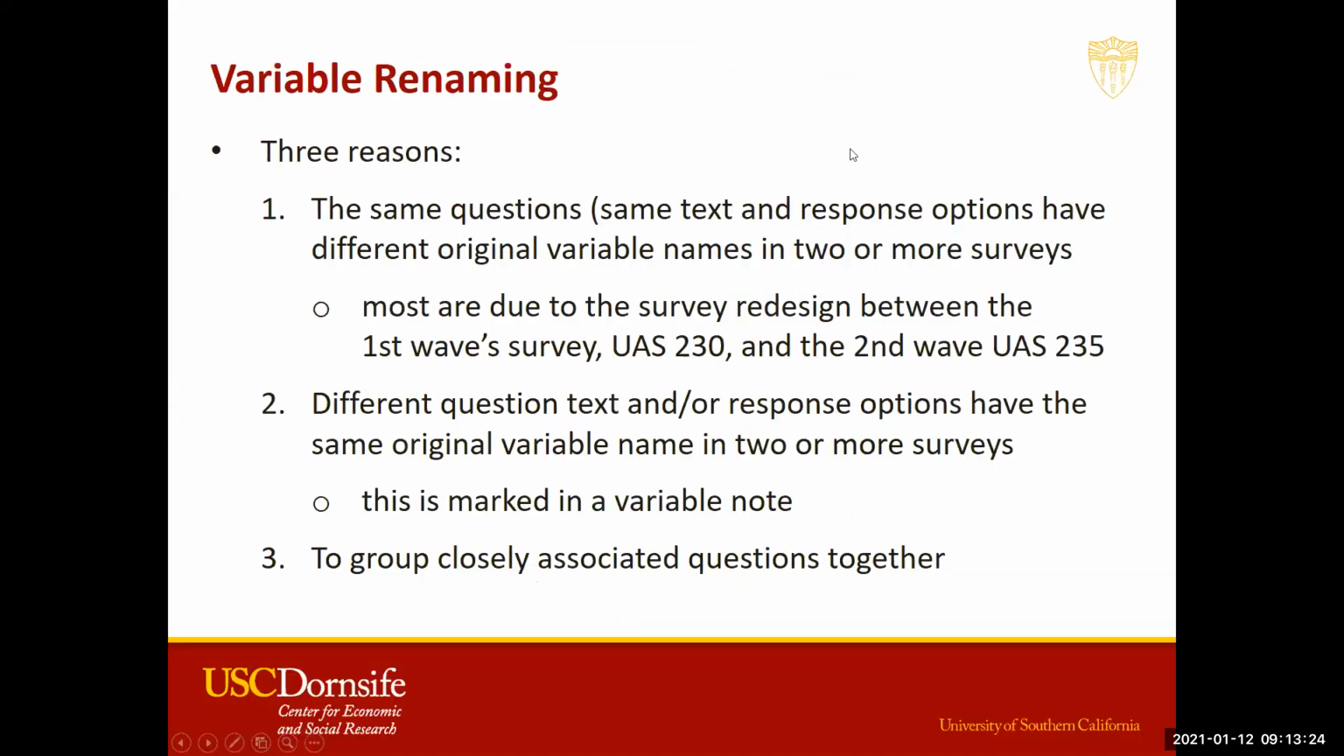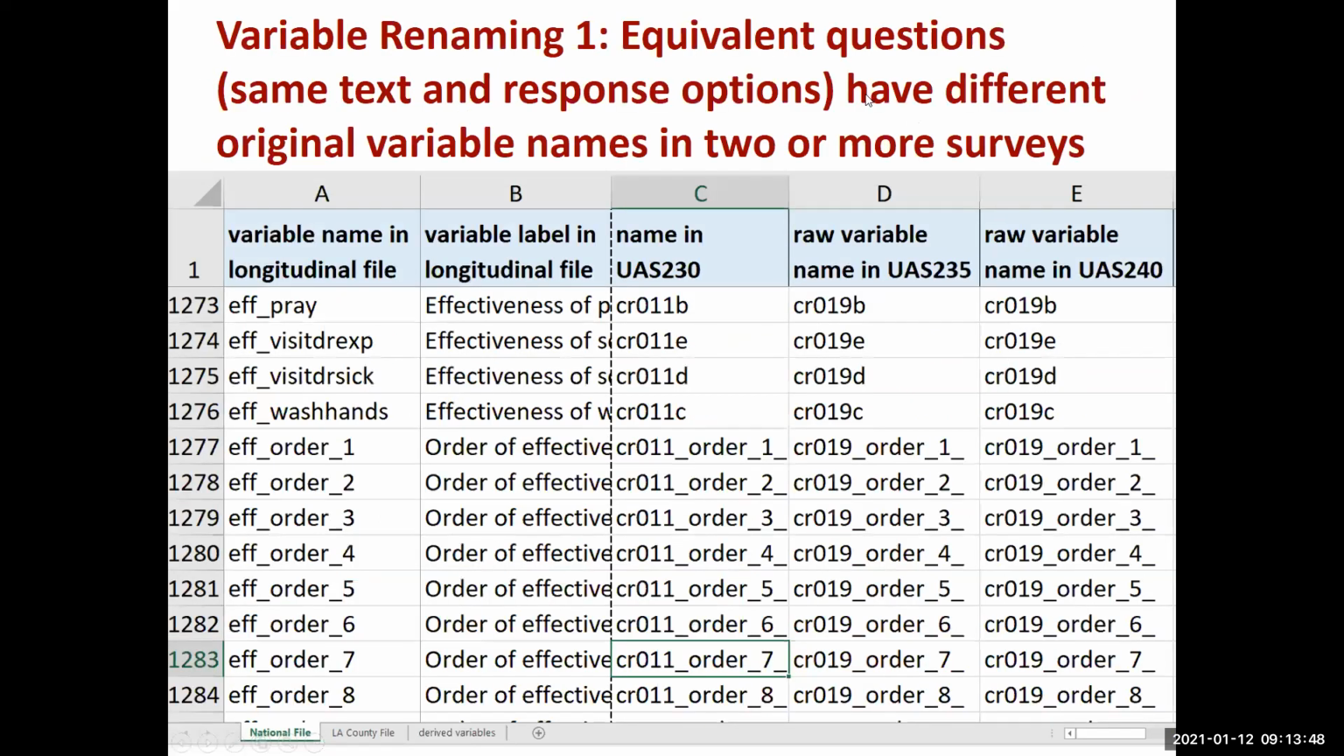And moving on. As I just mentioned, one piece of information contained in the crosswalk is when variables from specific surveys were renamed and what these new names are. There are 3 reasons why a survey variable might get renamed. I'll give examples of each of these in the next few slides. The first reason a variable is renamed would be equivalent questions: the exact same text and exact same response options have different original variable names in 2 or more surveys.